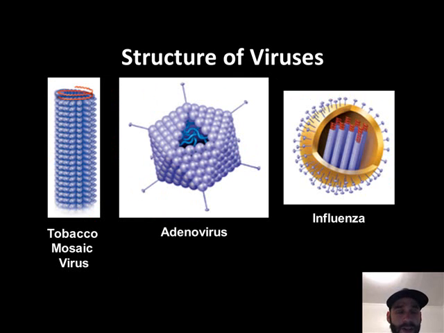So here are a couple of different viruses. We can see the tobacco mosaic virus, the adenovirus, and influenza, which causes the flu. And if you notice, there are very different structures that we're seeing here. Some viruses are made up of RNA, some are made up of DNA. You're seeing glycoproteins on the surface of some of these. If you're looking at influenza, it actually has a membrane.